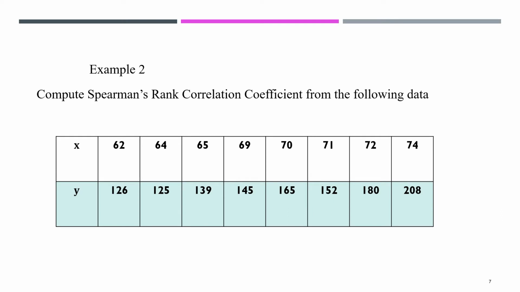Next problem. Again, you are given some X and Y. We have to compute Spearman's rank correlation coefficient. X takes the values 62, 64, 65, 69, etc., and Y takes these values. We have to calculate Spearman's rank coefficient of correlation. So again, we will form the table.